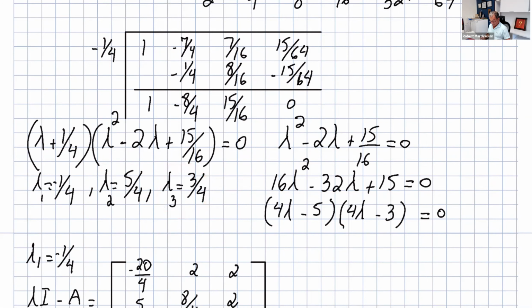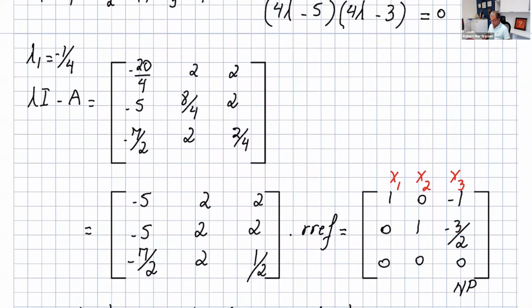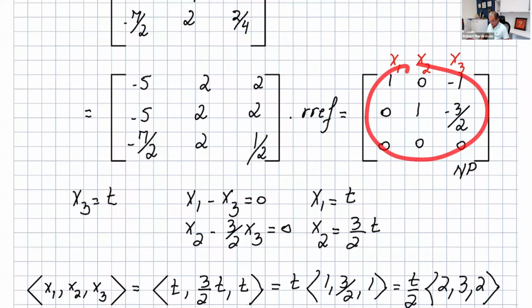Now we have to find the corresponding eigenvectors. I did it for -1/4. You just substitute this in the original matrix and you get that. Now here you have to write the homogeneous system and solve it, or just find the null space of this matrix. So finding the RREF of this matrix is going to give you that. Then you can rewrite the equation.